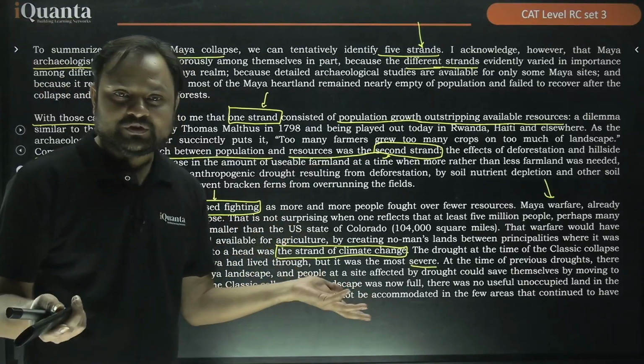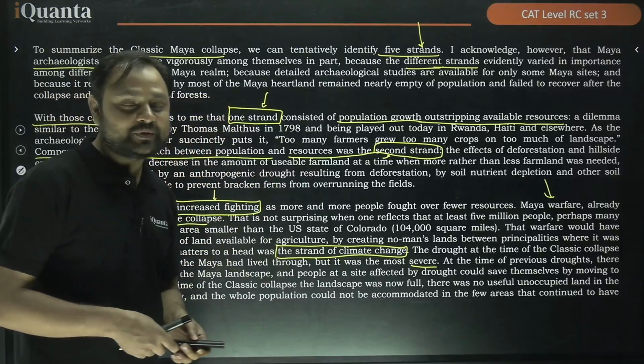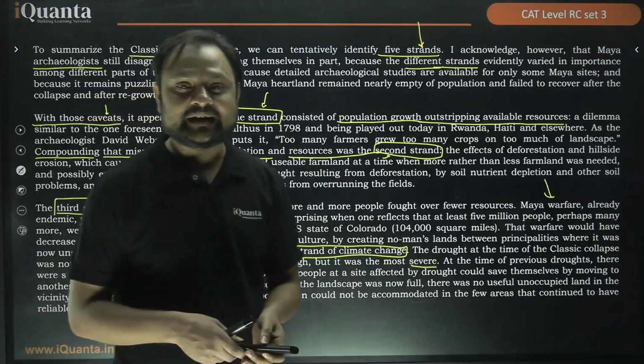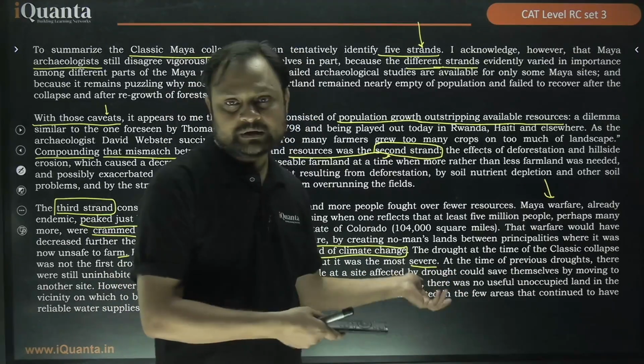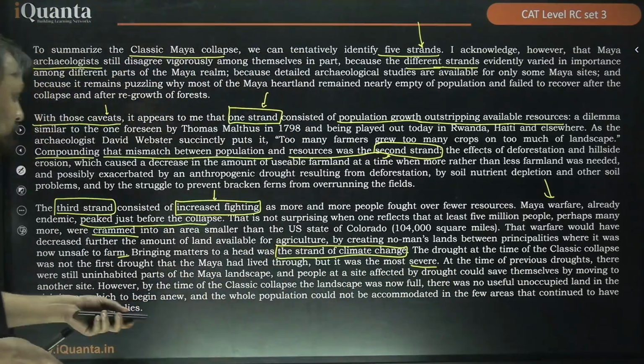So, the situation was worse, and ultimately coming to the population growth. The population was so large that they did not have any land available when the drought came. So, they could not go anywhere, they had to stay at the same place and die ultimately.